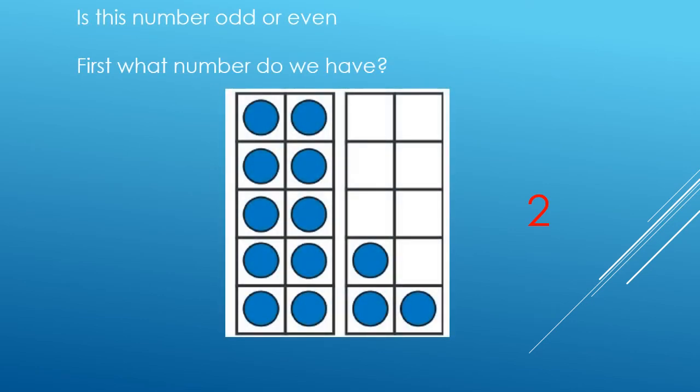We're going to try one more number together. Now, is this number odd or even? First, we need to look at what number we have. We have one full tens frame and we have 3 in the other tens frame, which means we have 10 and 3. We know 10 and 3 makes 13. Now, if we look at the second number again, we have the number 3. If we try and split the number 3 into 2, we get 2 and 1. So we know again, the number 3 cannot be split into 2, which means 13 cannot be split into 2. So we know that 13 is odd.